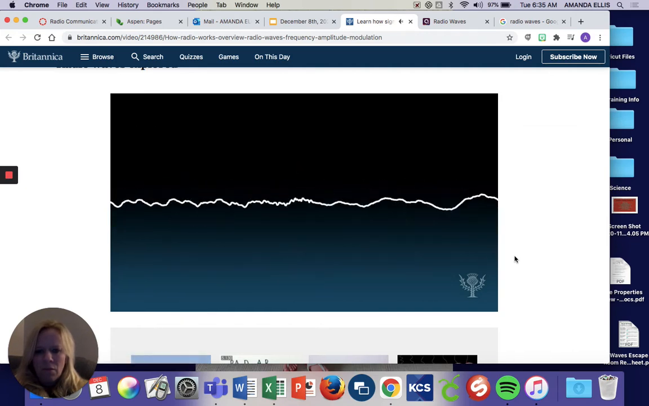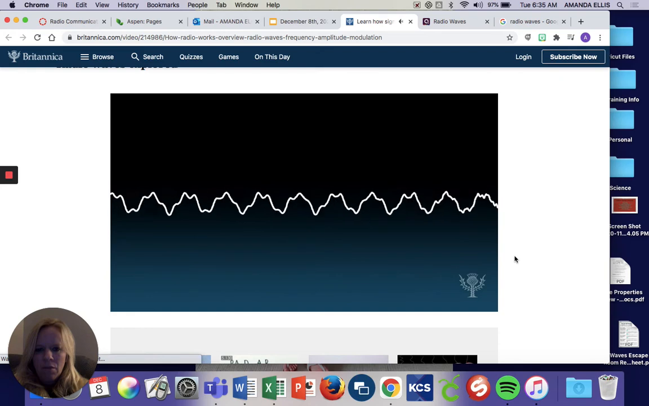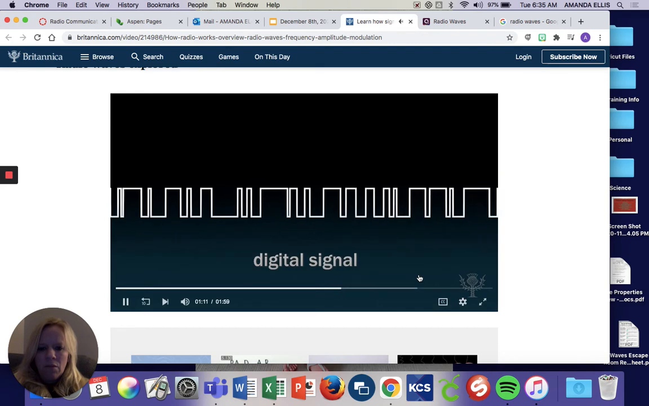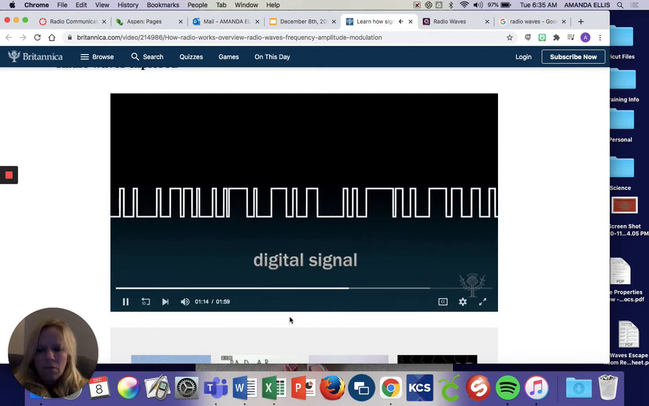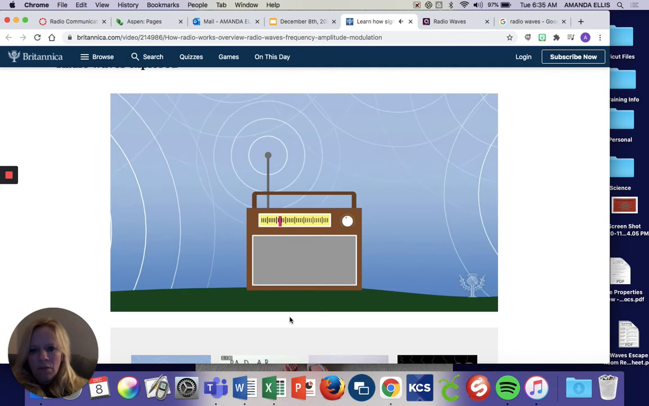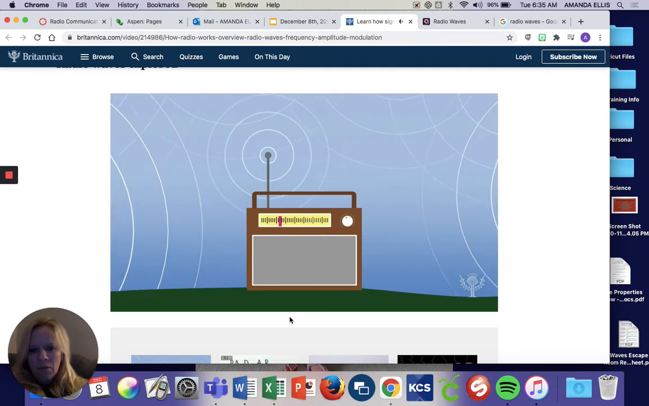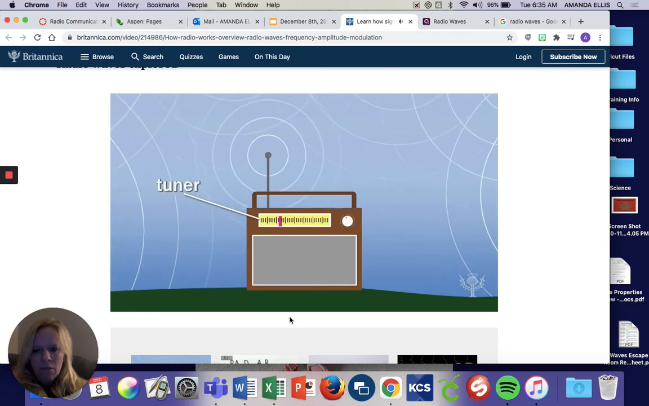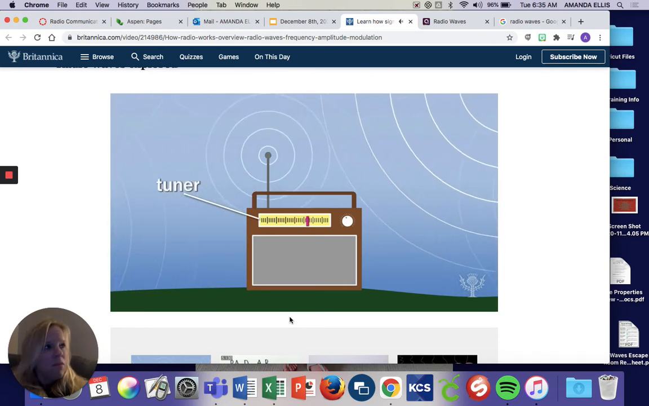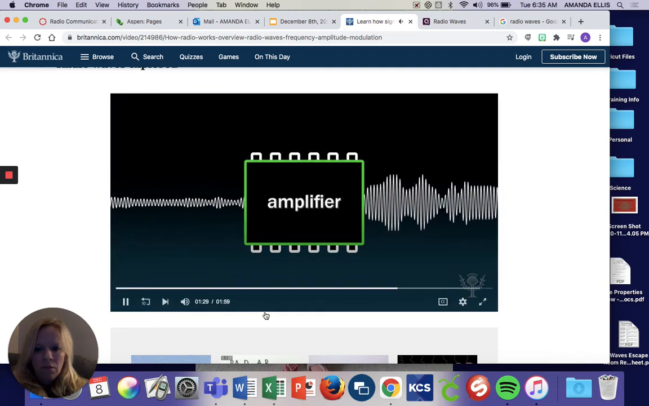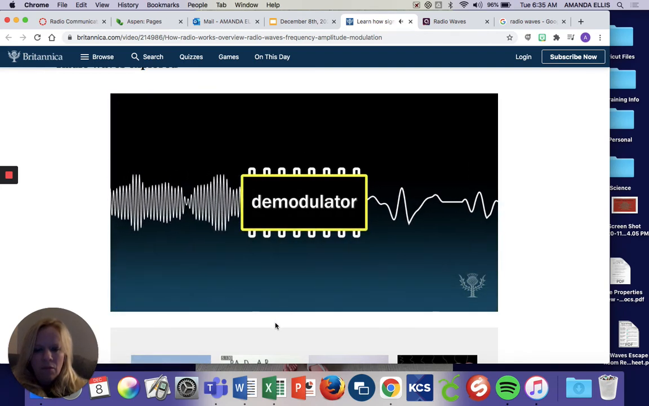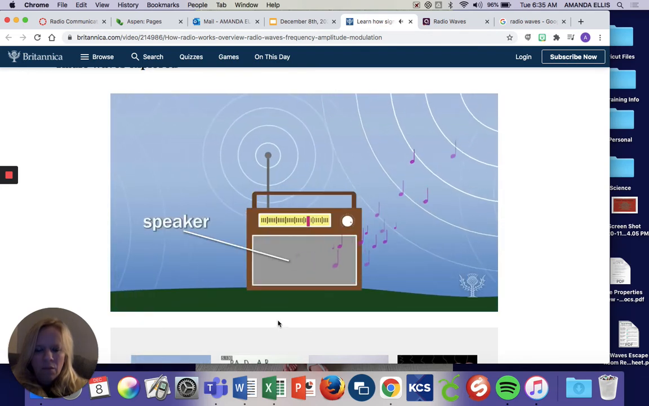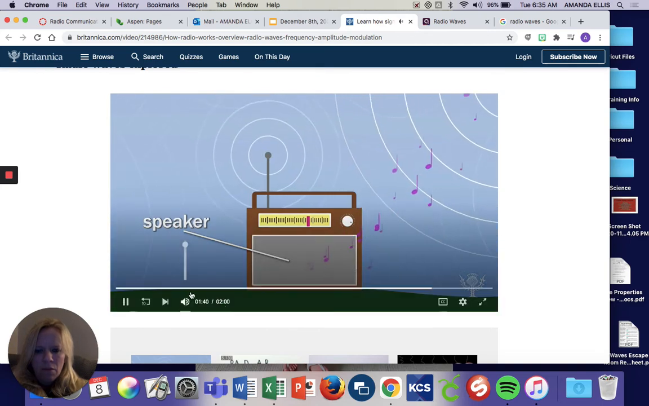AM and FM radio carry sound waves, a type of analog signal, to your receiver. Modern digital radio carries information as a digital signal, coded in the form of numbers. Millions of radio waves carrying sound wave signals and digital signals reach your receiver every second. The receiver's tuner picks out a specific signal. Its amplifier strengthens that signal. A demodulator separates the signal from the carrier wave. And then a speaker converts the signal to the sound waves that you hear.